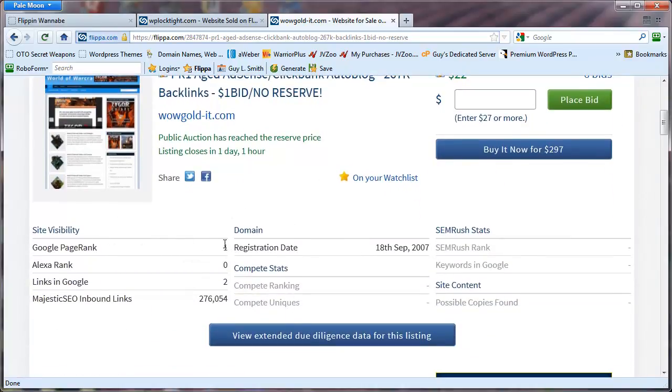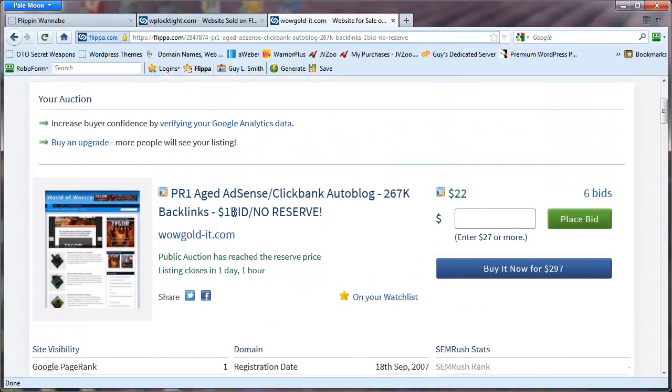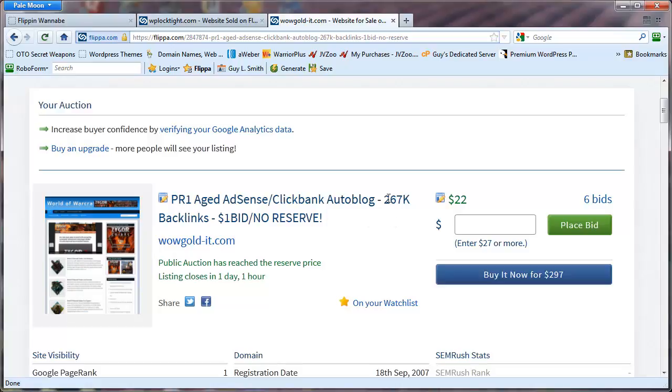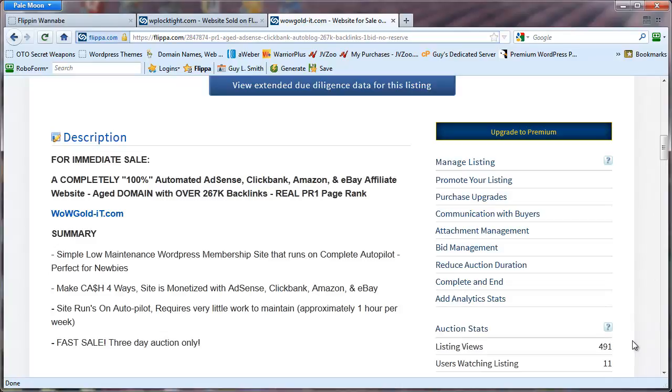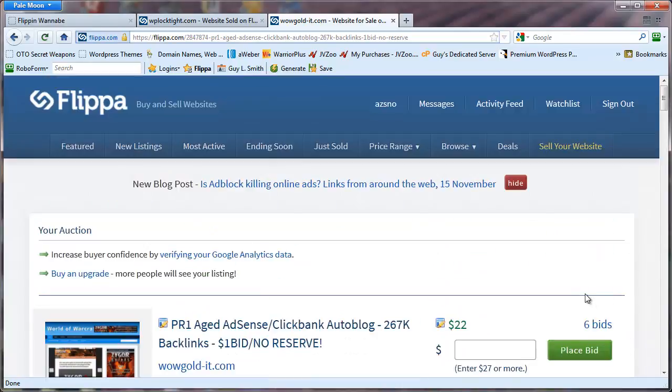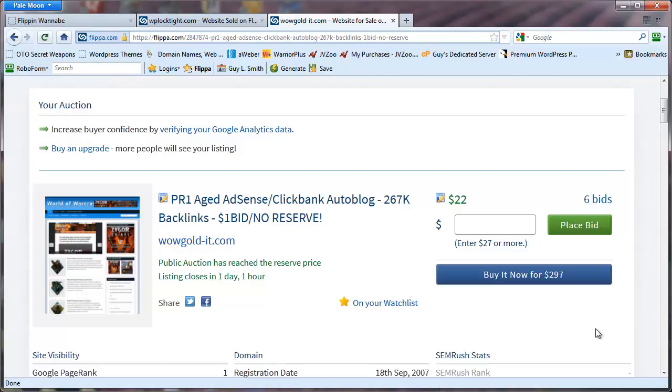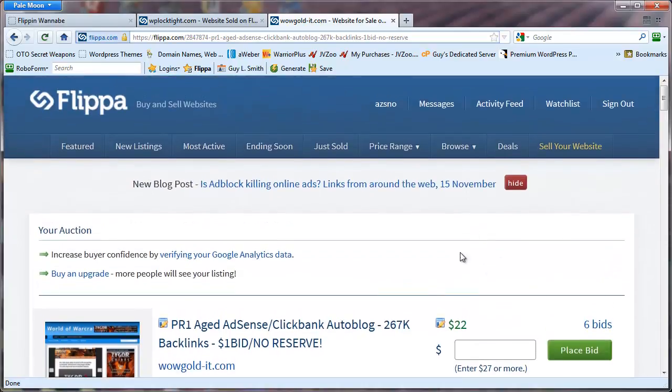Like I say, this is a Google page rank 1. It's an AdSense ClickBank auto blog, 267,000 backlinks, lots of listing views, and so we'll see when we get down to the wire where this site goes. But as you can see, you just have to get out there and try it. You just have to try one. And like I said, sites that have income, sites that have revenue and traffic will always sell on Flippa.